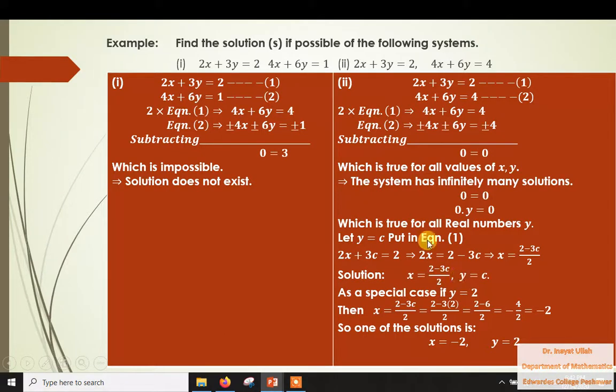So remember that if the 0 is equal to 0 case arises, it means that the system has infinitely many solutions, and whenever 0 equal to a non-zero number situation arises, we'll say that the solution does not exist. There is no solution for that system. So that is the topic for today's lecture.